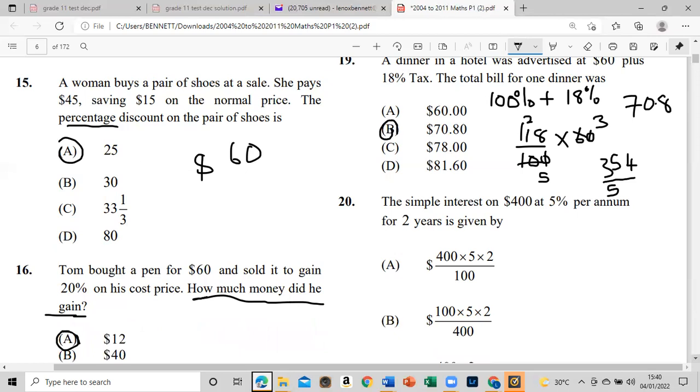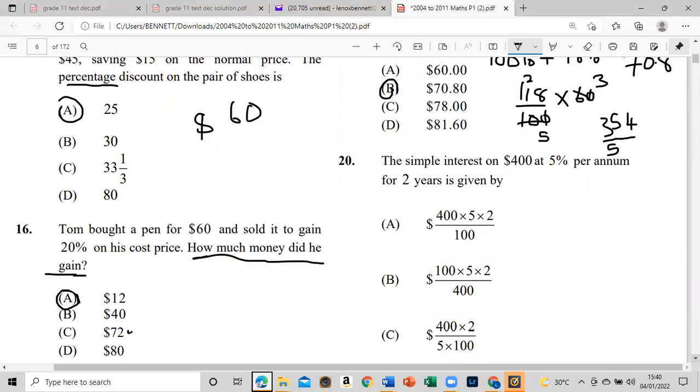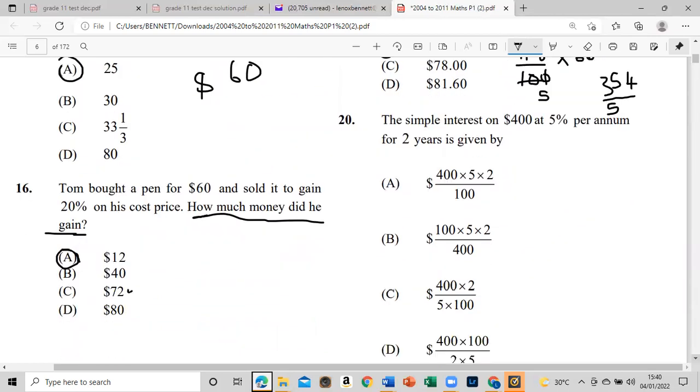But you guys are going to have to work it out. All right, the simple interest on $400 at 5% per annum for 2 years is given by, oh, simple interest. So simple interest is P times T times R, and the 100 comes from the rate, right? So this is going to be P over 100 there.